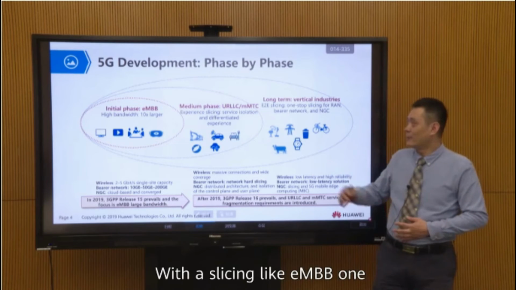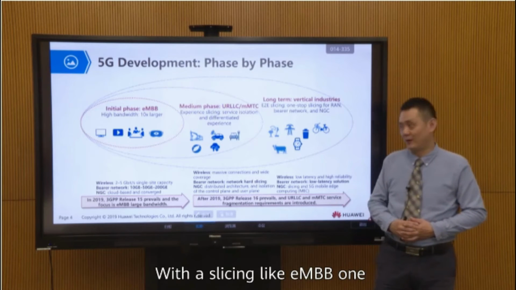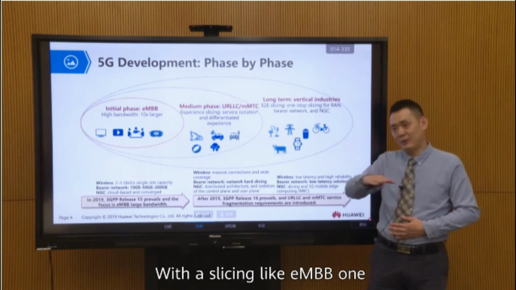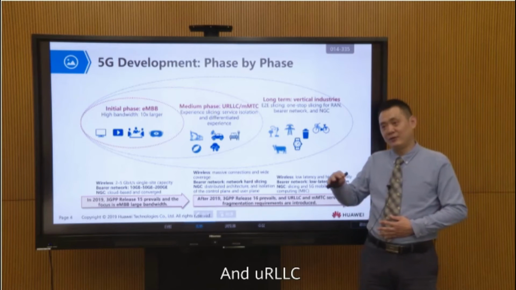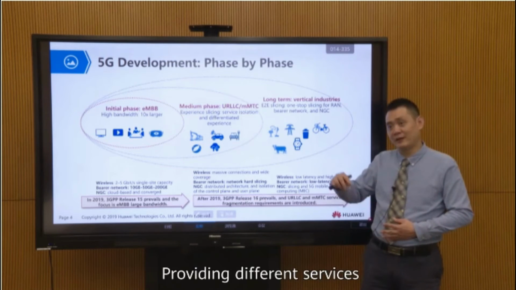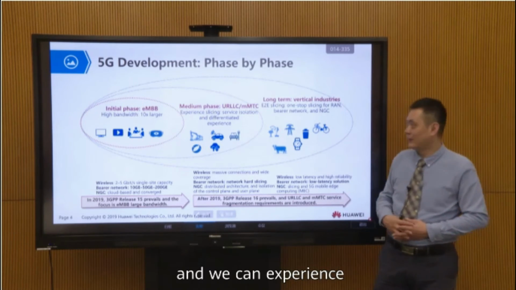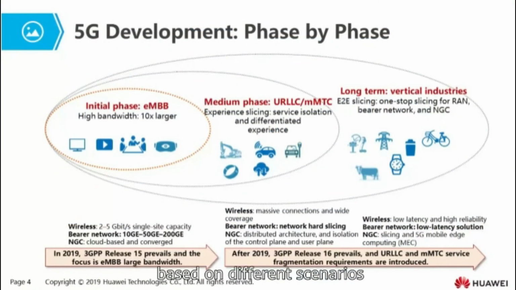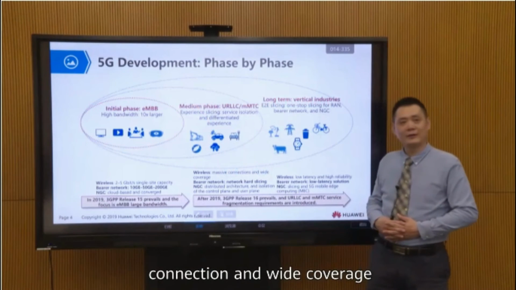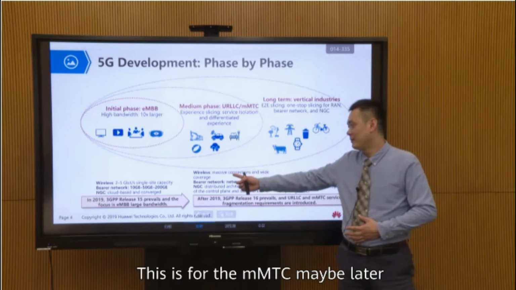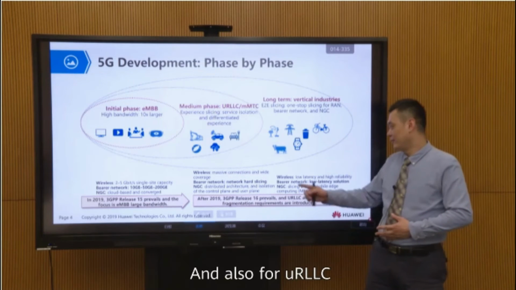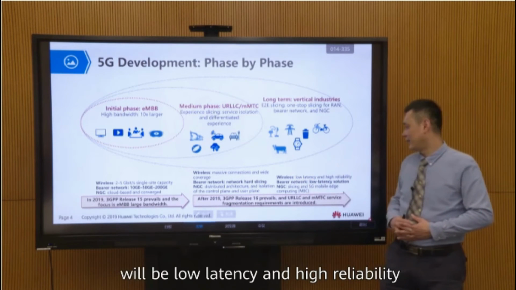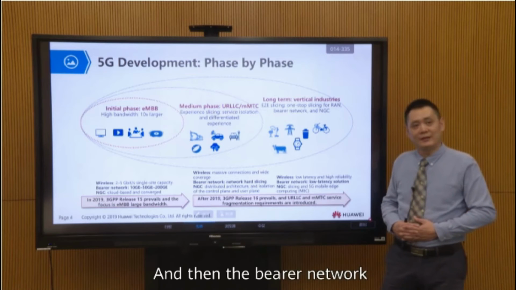Okay. And with slicing, like that EMBB, one slice, and URLLC, another slice, providing a different service, and we can experience differentiated experience based on different scenarios. And for the coverage, it will provide us the massive connection and wide coverage. This is for the MMTC, maybe later. And also for URLLC, will be low latency and high reliability.